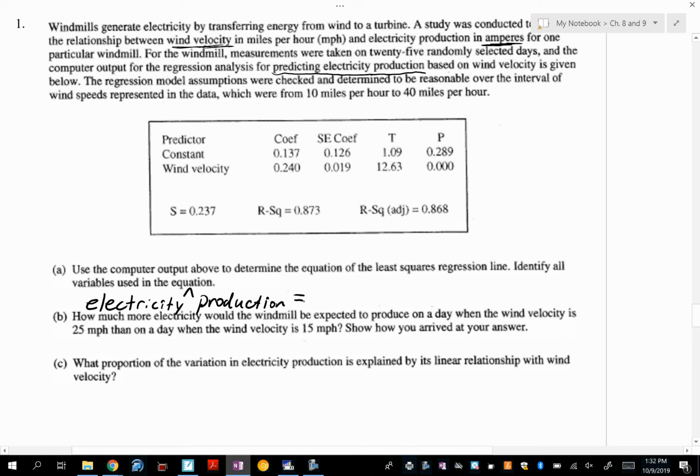Now, I was telling David this, but if you use Y, then you have to tell me what Y is. Okay? So that's why I always tell students to use the words. Then you don't have to do the extra step. Okay? Equals. I put the constant first, 0.137, but you could have written the slope first, plus 0.240 times, and the x value is actually written there for you. So I'm going to write wind velocity. Any questions on A? A is complete. A is done.